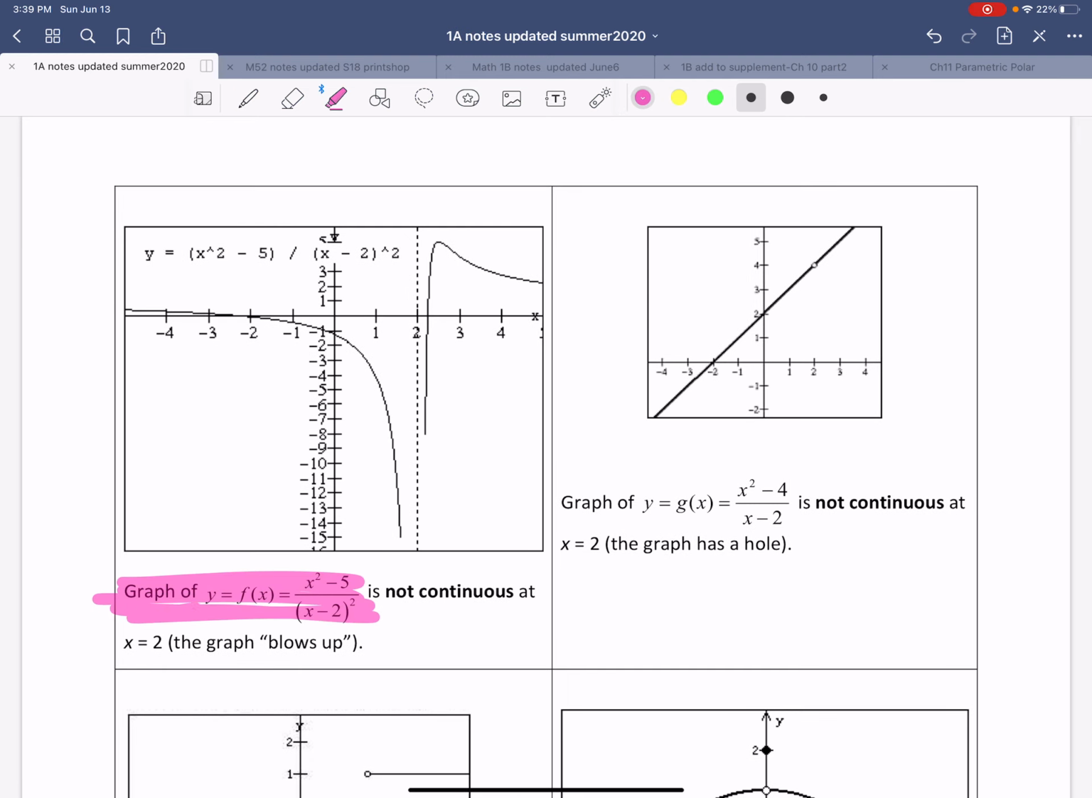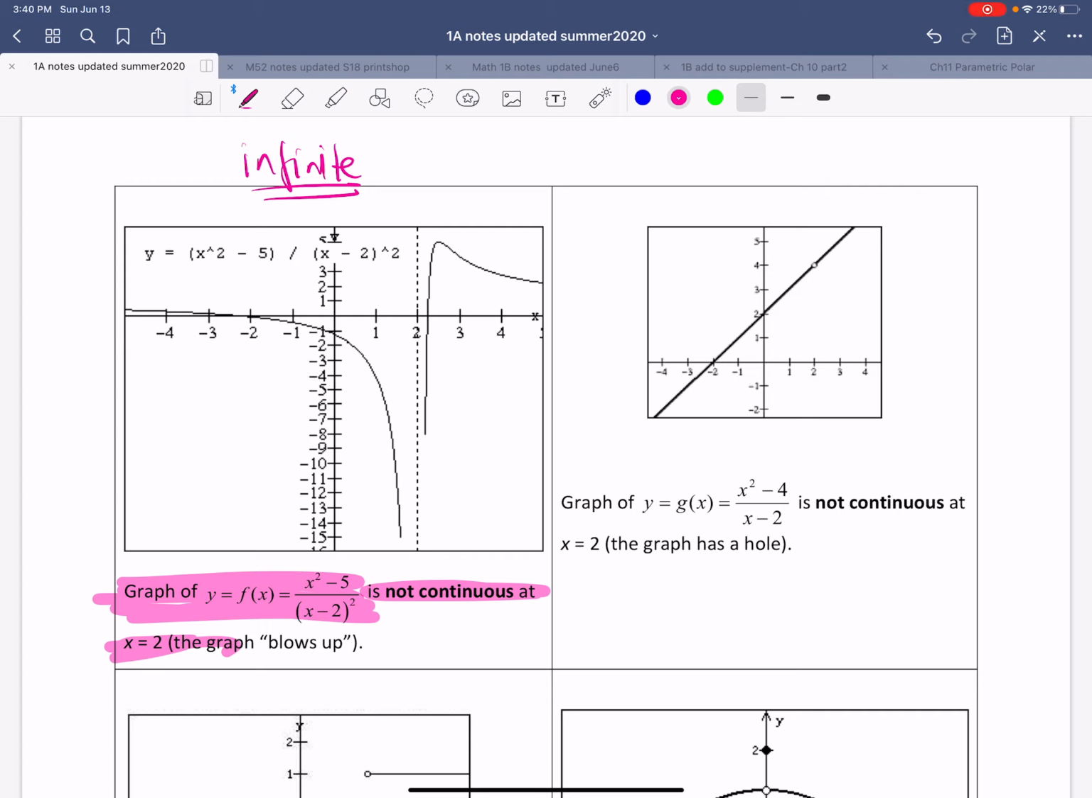We are given a graph. It is not continuous at x equals 2. Why is it not continuous? What kind of discontinuity do we see over here? This is going to be infinite discontinuity. Is it curable? No. The only kind of discontinuity we can cure is removable discontinuity.